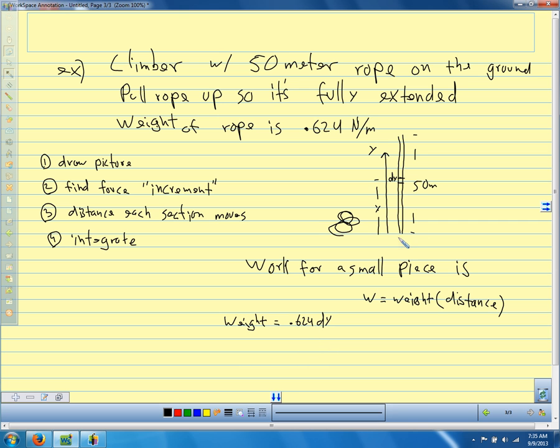So the force to lift that tiny little piece up, or the work to lift that tiny little piece up by y meters, is 0.624 y dy. I've lifted that little piece up by y units. And y here varies from 0. I don't lift this piece that's touching the ground at all, and I lift this tiny little piece that's at the top the entire 50 meters.